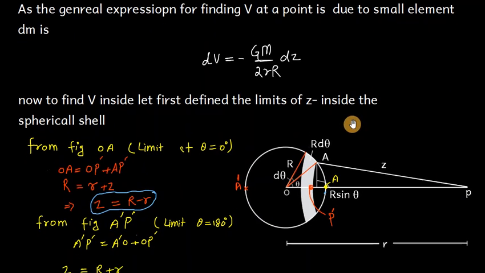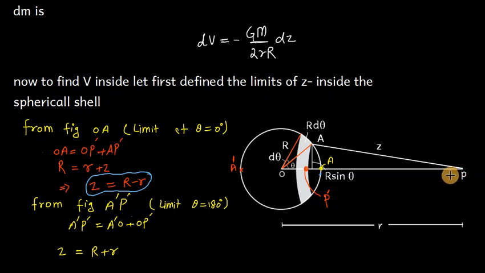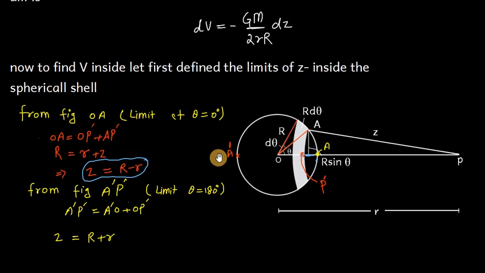Again, we have to integrate this, but we need to find the limit of Z. Means, if this point P is not here but, for example, at this distance P dash, then what will be this distance Z in terms of small r and capital R, and then what will be this distance A dash P dash in terms of Z. So from the figure, OA equal to OP dash plus P dash A. This is O, this is A, OA, this is P dash, OP dash, and P dash A. So by putting the values, we obtain Z equal to R minus r.